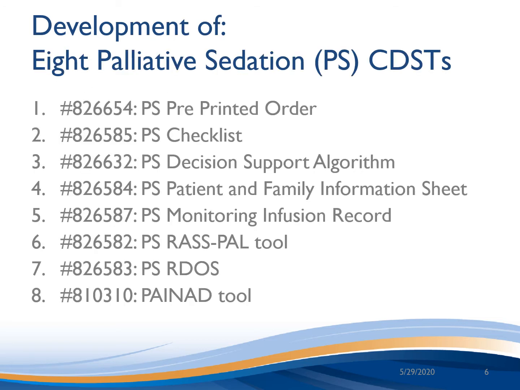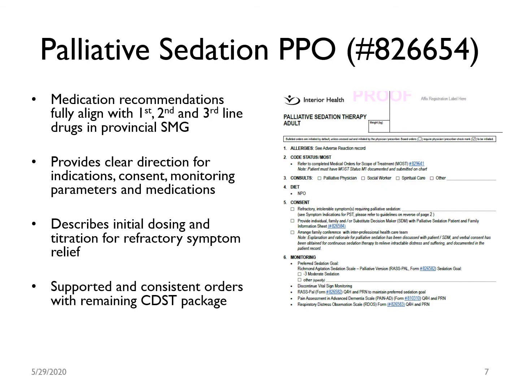So now that you have some background, we can talk specifically about the nuts and bolts of the palliative sedation clinical decision support tools. We'll be going through each of these 8 tools in order, focusing mainly on the first one, the palliative sedation pre-printed order, and its use by the ordering clinician. So the palliative sedation pre-printed order is a key document that we'll be coming back to later in the presentation. For now, just know that the PPO includes medication recommendations that are in alignment with the first, second, and third line drugs in the provincial symptom management guidelines that I mentioned earlier.